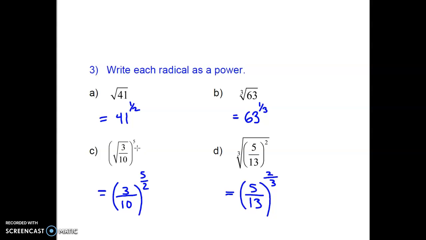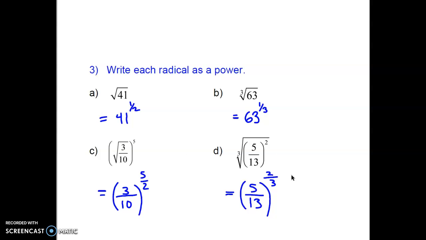Okay, so this one has a power of 5, right? So what are we doing here? We're doing the square root of 3 over 10. So our index is 2, so that's going to be our denominator, and the whole term is to the power of 5. Now that's our numerator of the fraction. So we write 3 over 10 to the power of 5 over 2.